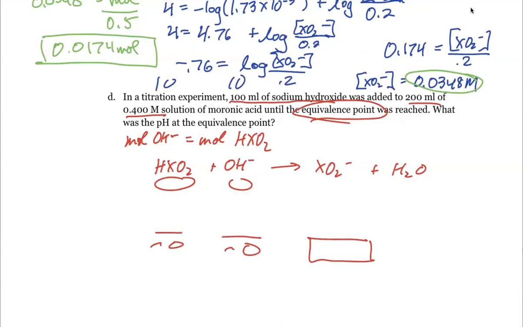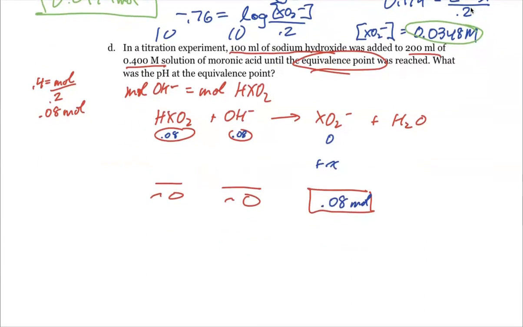If we have 200 milliliters of 0.4 molar, 200 milliliters is 0.2 liters. That gives me 0.08 moles. So I had 0.08 moles of this, 0.08 moles of that by definition. We're going to make 0.08 moles of HX or of XO2 minus.